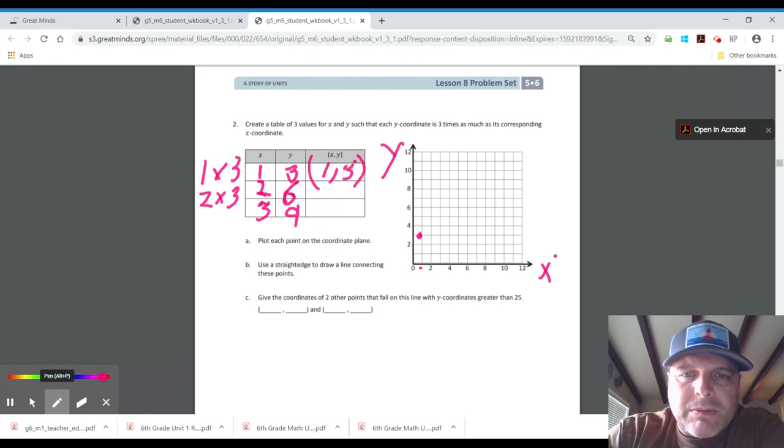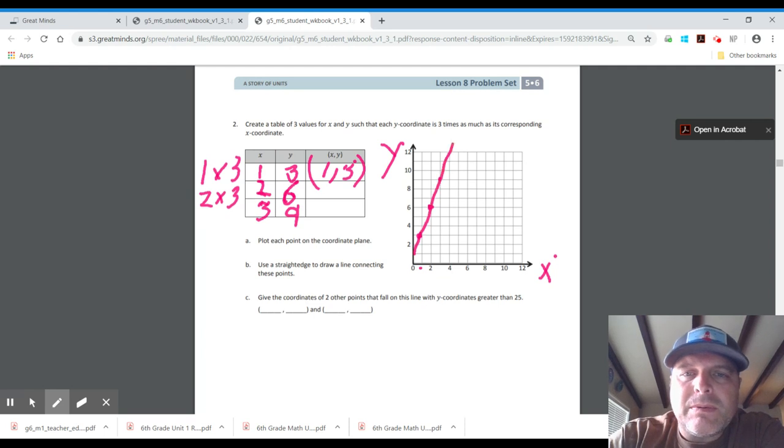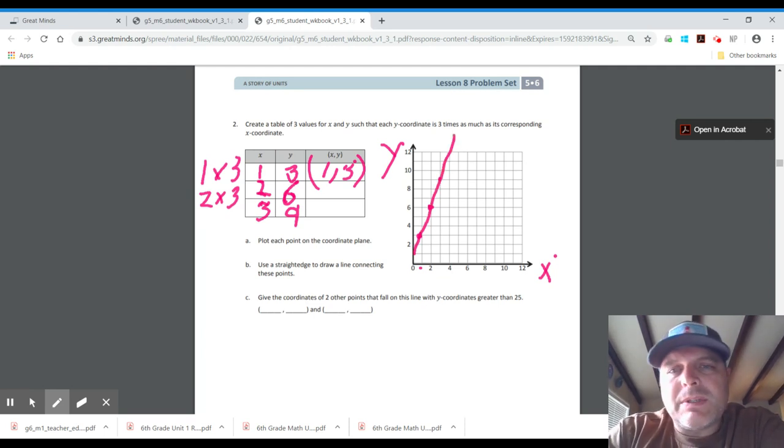So there's 2, and we're going all the way up to 6 there. And the last one is 3 and 9. So 3 and 9. Okay. All right, and we're going to go straight through all the way up. It's kind of crooked a little bit, but it's okay. So that you can see is a much steeper slope or line going up.